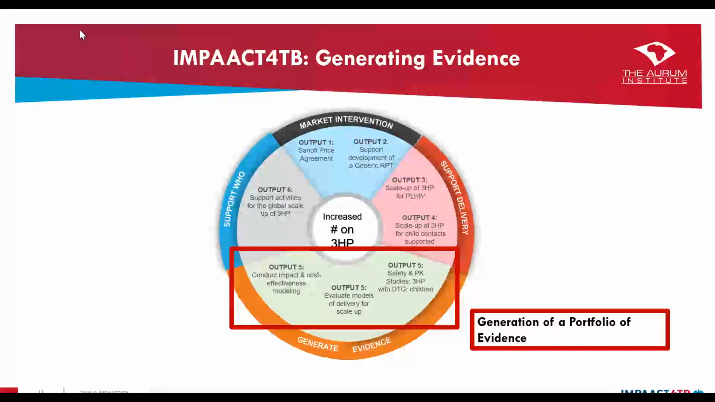Thank you, Karen. Good morning, good afternoon, good evening, everybody. Thank you for the opportunity to present to you. So as Karen mentioned, the Impact for TB project is not only implementing 3HP across 12 countries. In addition, we are also generating evidence to inform policy and guidelines. This diagram clearly shows the different outputs of the project, and I'm going to be focusing on the generation of evidence within the project. Next slide, please.